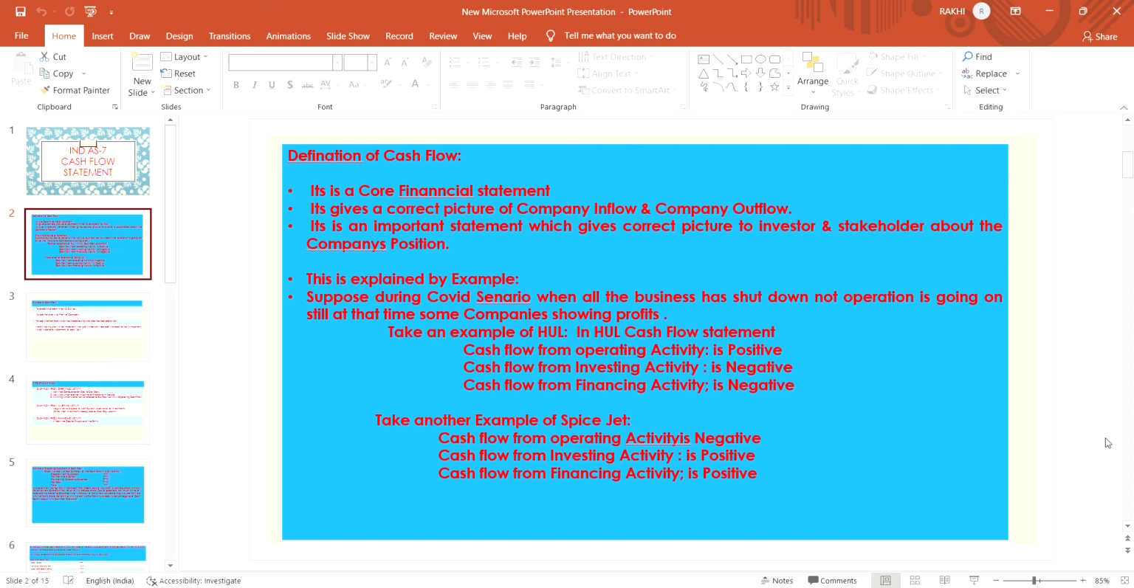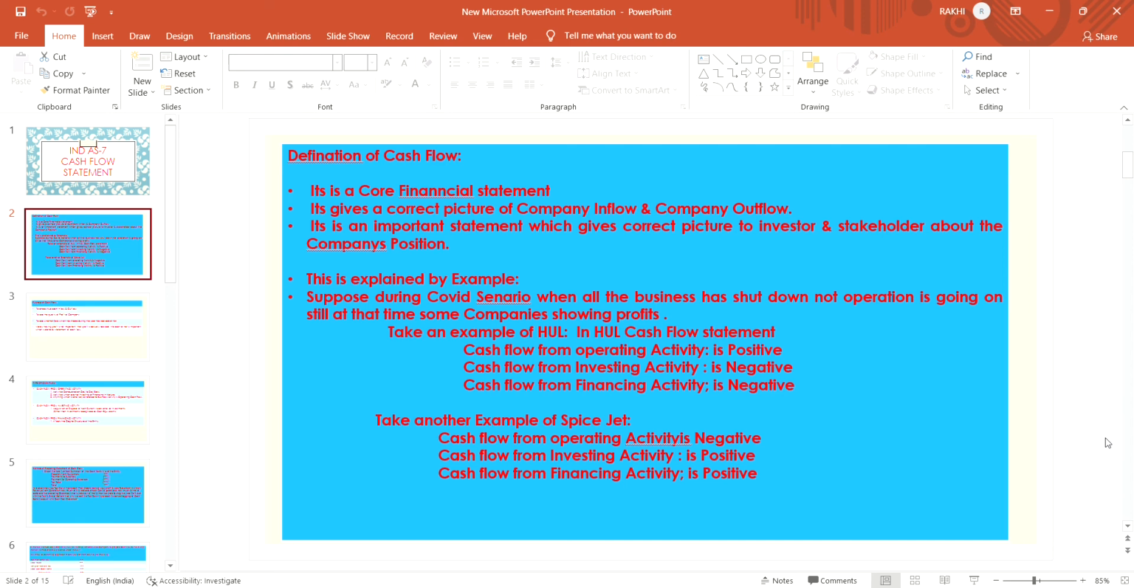So the cash flow from operating activity of SpiceJet is negative, cash flow from investing activity is positive, and cash flow from financing activity is positive. It means that operating activity is nothing. It means SpiceJet is totally closed. How is its investing activity positive? It sold some of the assets of the company and earned income in order to pay out the company's expenses.